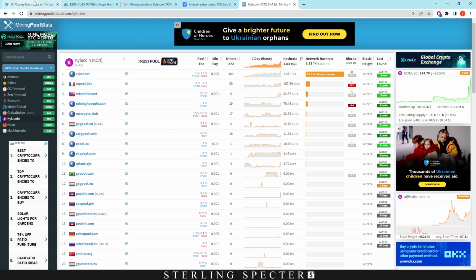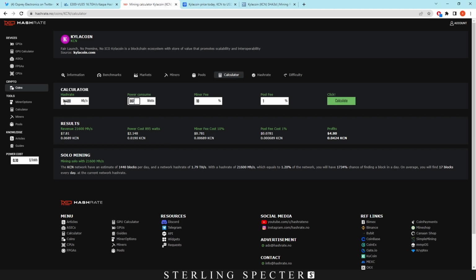So now let's go back to the profitability here. This is the most efficient that they have. The revenue is looking at $5.20 and a profit of $3.89. So not that far off the $4.80, which you would be getting with the 21 gigahash. Now I also want to mention that it says here that you'll find 11 blocks solo every day.